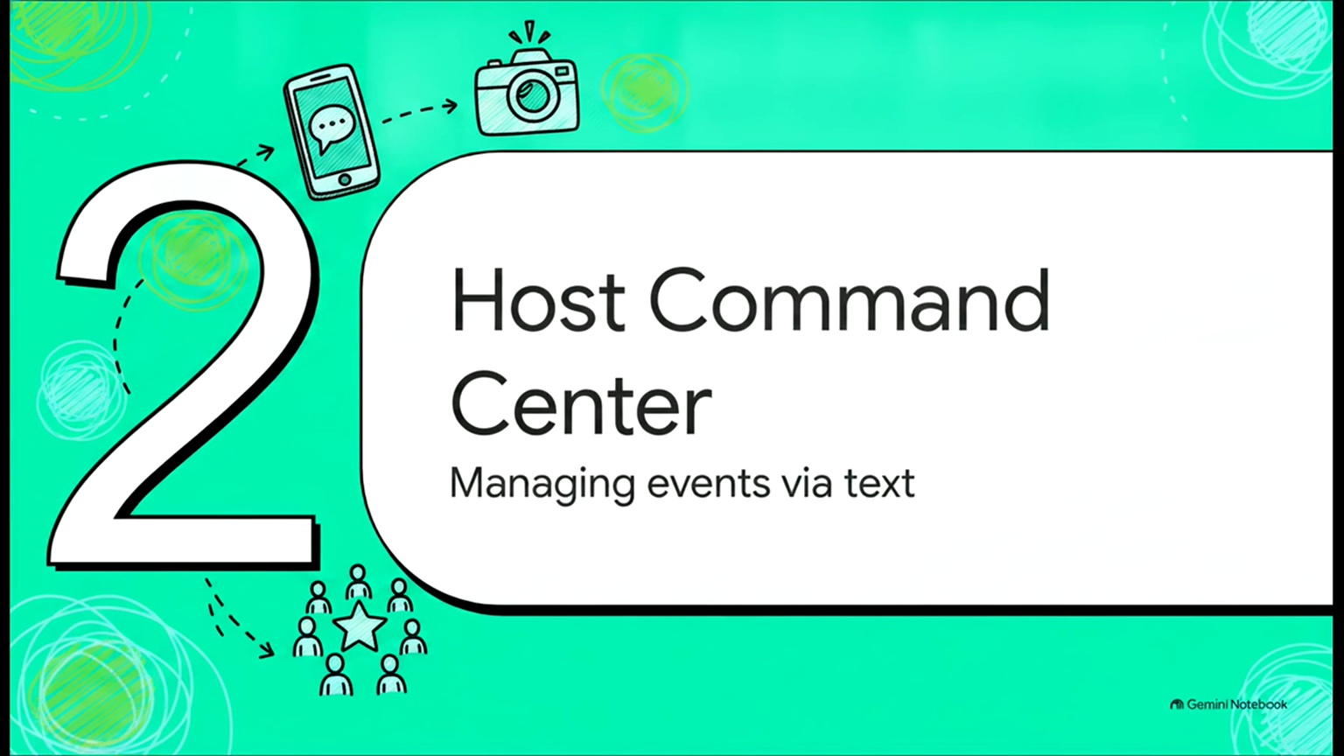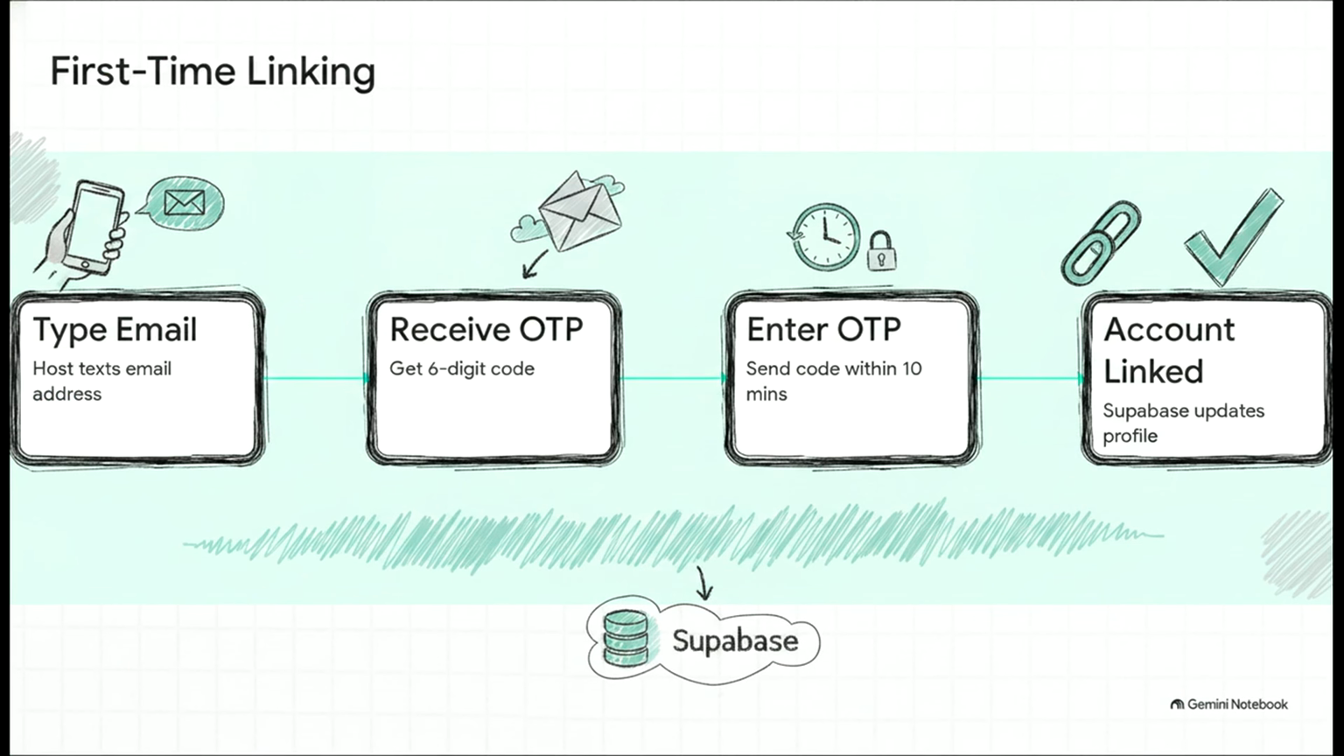Moving right along to Section 2, the host command center, managing events via text. So the very first thing an event host has to do is link their WhatsApp to their Pixeva account. And this setup flow brilliantly highlights their commitment to zero friction. First off, there are absolutely no passwords here. The host just texts their email address to the Pixeva WhatsApp bot. Boom! The backend instantly fires off a 6-digit one-time password using an email service called Resend. The host checks their email, texts that code back into the chat within 10 minutes, and they're in. Account linked. Under the surface, there's a selfie-based database updating the user's profile and securely marking their phone as verified. It's totally seamless, highly secure, and requires zero context switching. You're set up in seconds.